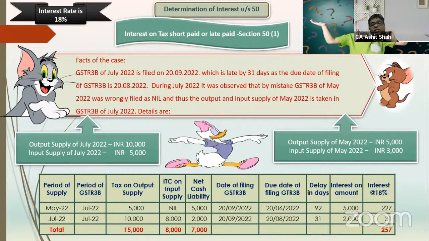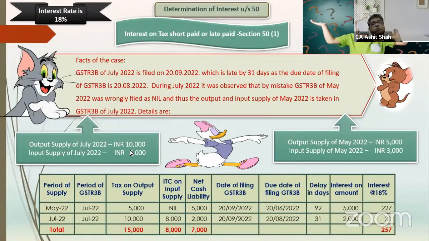Last date for filing GSTR 3B return for the month of July 22 is 20th September. Due date of filing GSTR 3B for the month of May 22 is 20th July. So there is a delay of 92 days. So interest will be calculated on 5,000 rupees at the rate of 18% for 92 days, which comes to 227 rupees. Right. Now let's come to the further July 22, which figures will we enter?